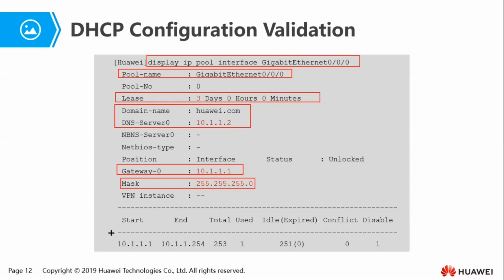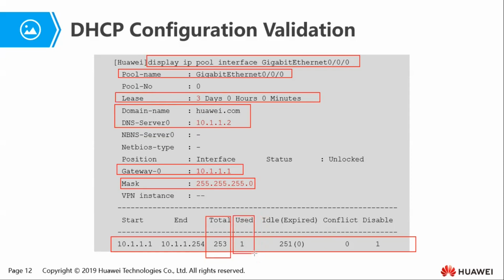At the bottom here, we can see the start and the end of the address pool. We can see the total number of addresses we have in that address pool and what has already been used, which is actually the address of the gateway, 10.1.1.1. You can also see things like those that are idle, whether you have any conflict, and so on and so forth.